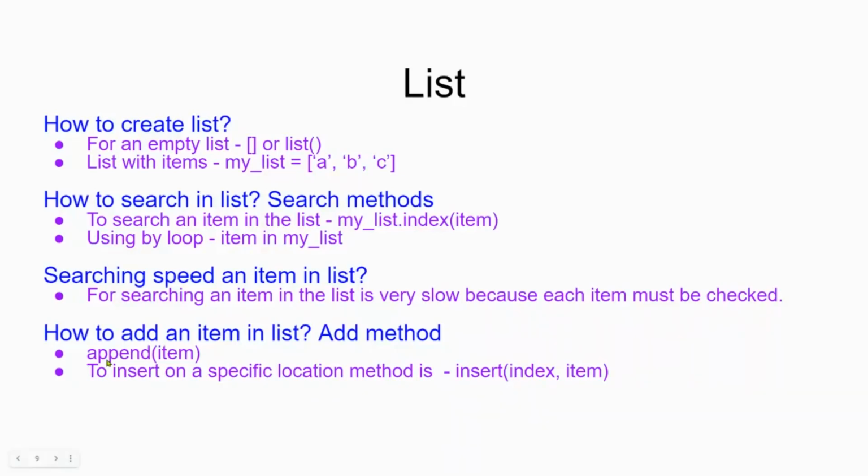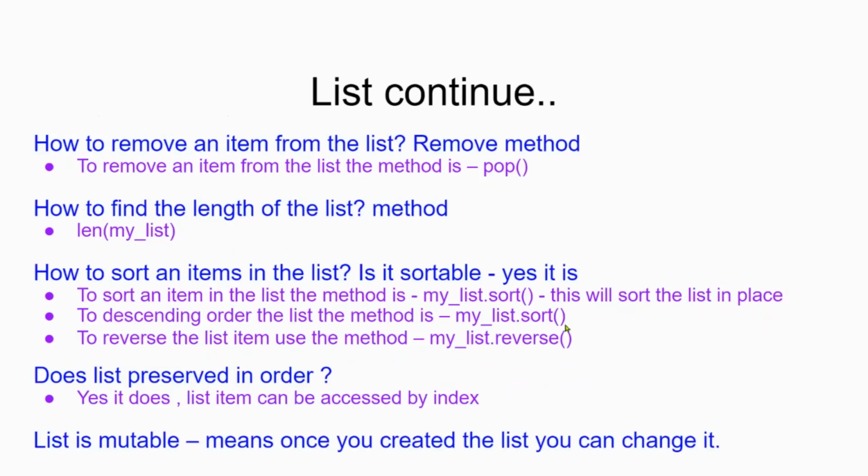The frequently used methods are, to add an item to the list, you can just append the name of the item. If you want a specific location, in the front, middle or back, you can use the insert method with the index number and the item. If you want to remove an item from the list, we use the pop method. If you want to see the length of the list, write len and the name of the list, and it will print out the size of the list.